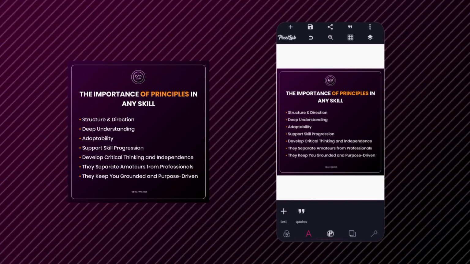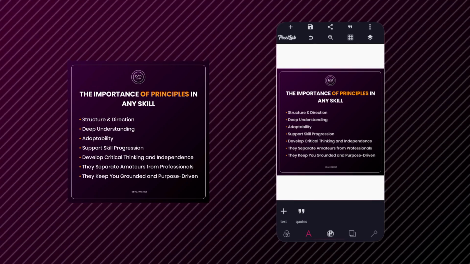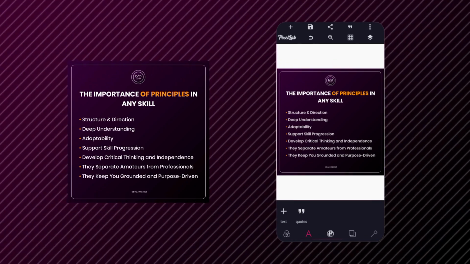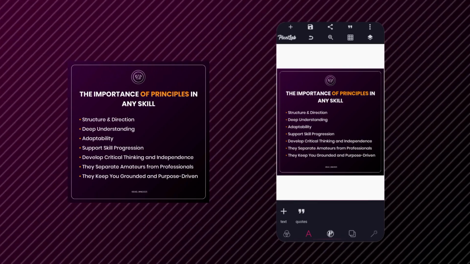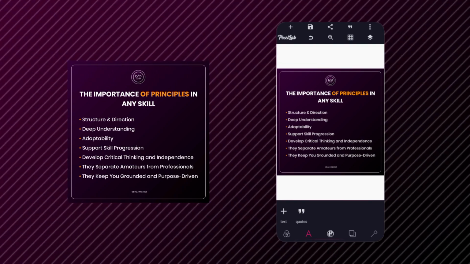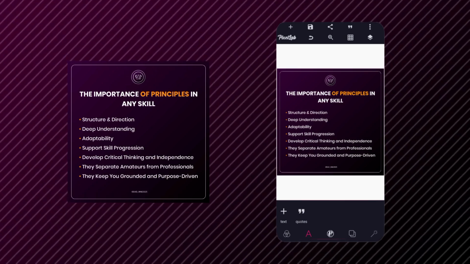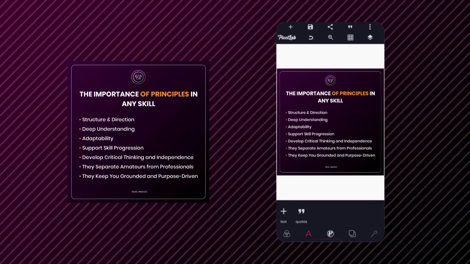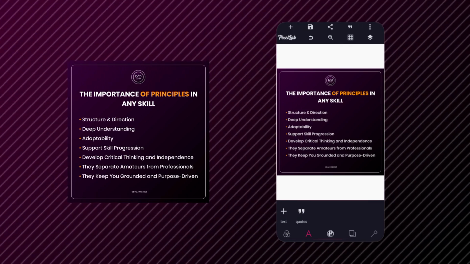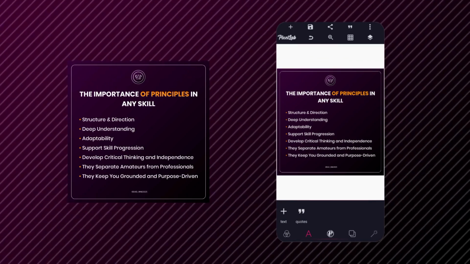Number 4, we have support for skill progression. Learning becomes scaffolded when you focus on principles. You won't have much problem trying to evolve or grow your skill. You won't have problems when you know and understand the principles very well. You move from basics to intermediate, then advanced level in a logical and intentional way.